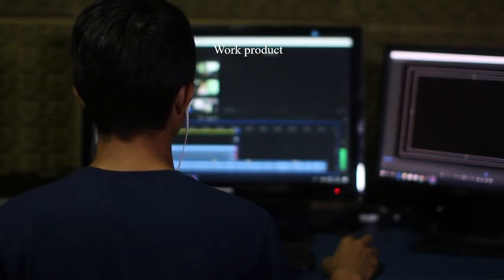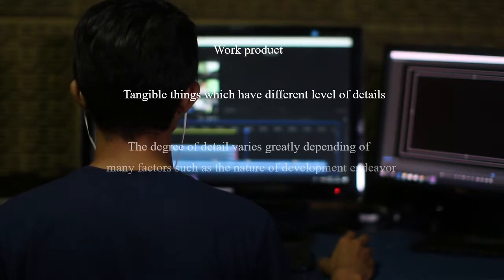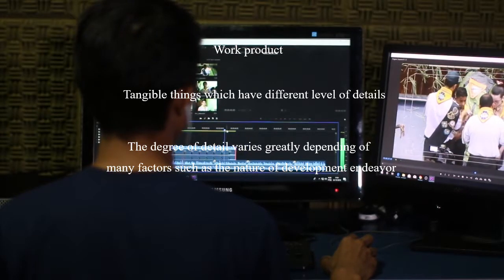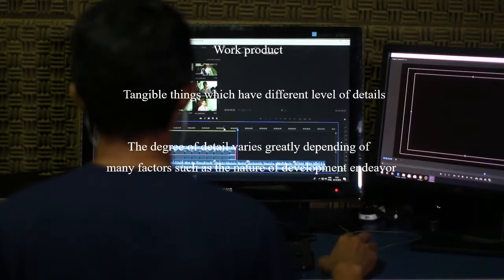Work products are tangible things, such as documents, which can have different levels of detail. The degree of detail needed in work products varies greatly, depending on many factors, such as the nature of the development endeavor and the complexity of requirements.